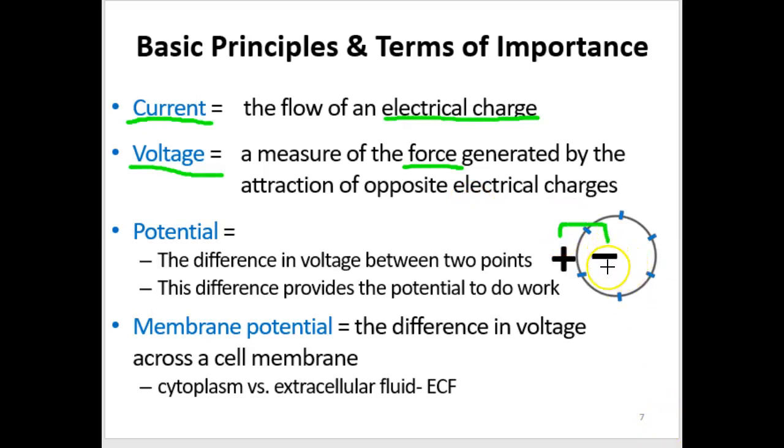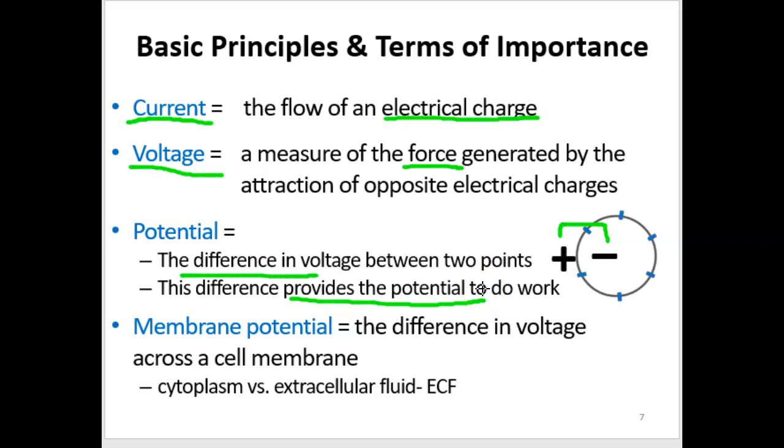So the negative charge would be attracted to the positive and the positive is attracted to the negative. By how much they're attracted is a measurement that we can take with a voltmeter. We call this voltage. And the potential is very similar to that. It is the difference between voltage at 2 points. They use it to mean the potential to do work. Because if you have a force moving in a certain direction, there's the potential to do work.